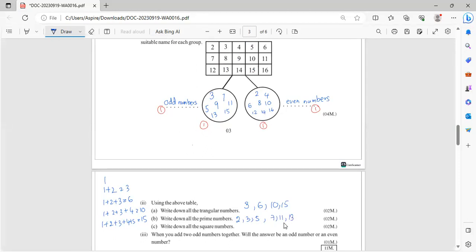Write down all the square numbers. They are 4, 9, and 16. Here I write the answers according to the numbers given in the table.